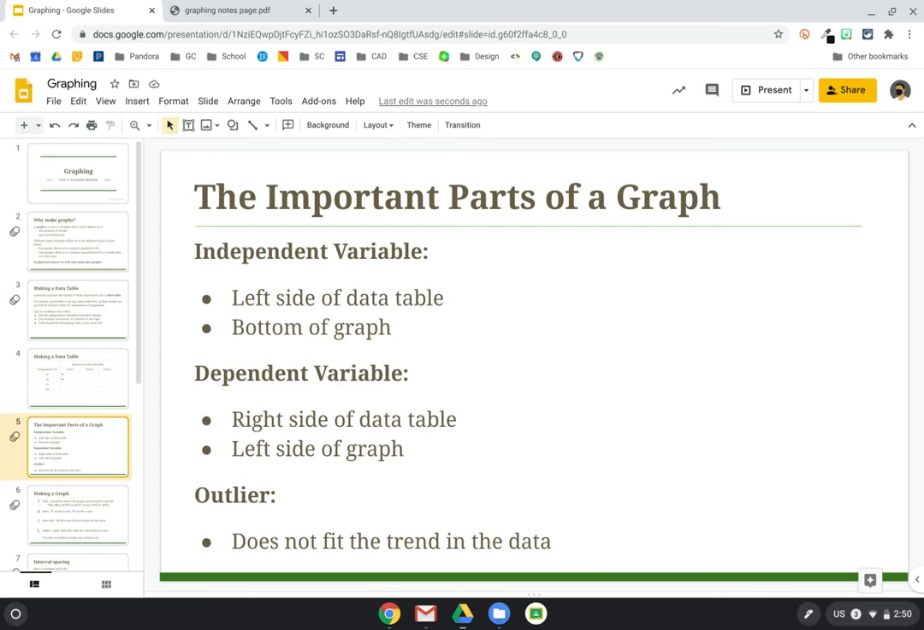So there are some links between graphs and data tables. Independent variables go on the left side of the data table and the bottom of the graph, okay? And then dependent variables go on the right side of the data table or up the left side of the graph. And then an outlier is a piece of data that doesn't fit the trend of the rest of the data.